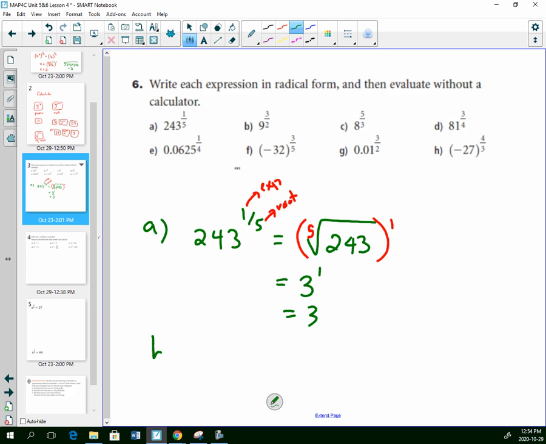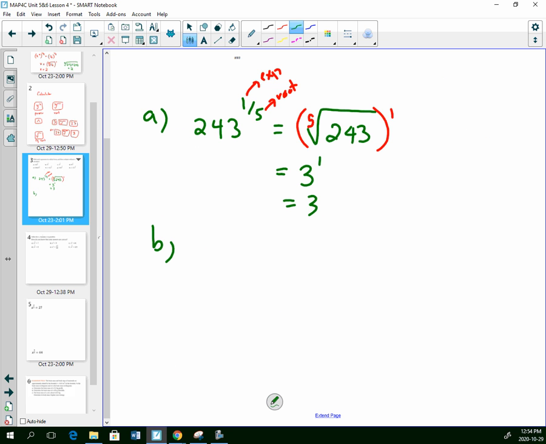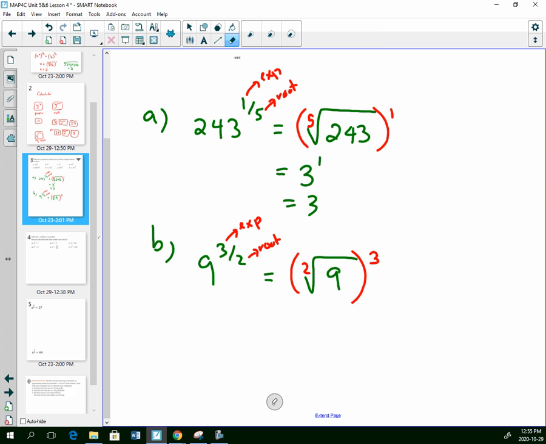Okay, b is a little different, because it's not 1 over, so it's 9 to the 3 over 2. Okay, so it's a fraction exponent, which means it's a root. The 9 goes inside the root. The number on the bottom is the root, so it's a square root. The number on the top is the exponent. So after we square root, we're going to take the answer and power 3. So the square root of 9 is 3. That's easy. And then power 3 is 27, right? 3 times 3 times 3.